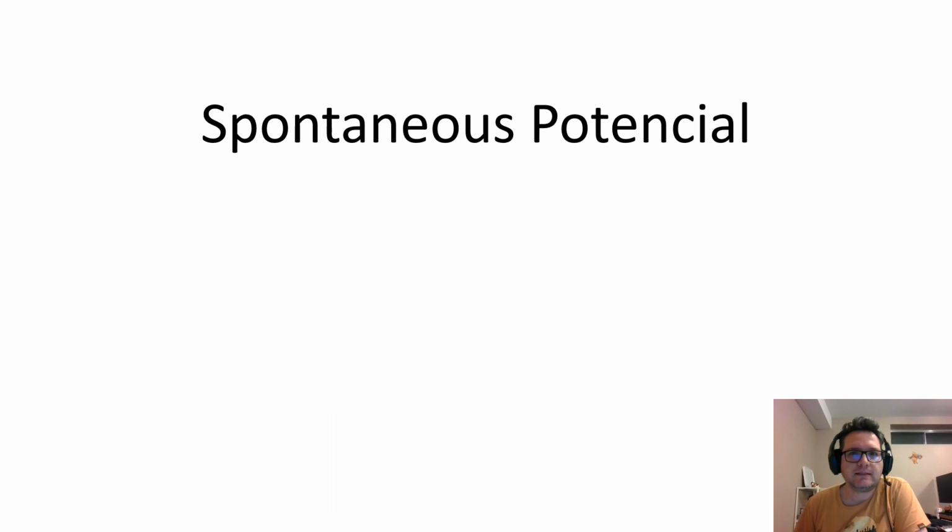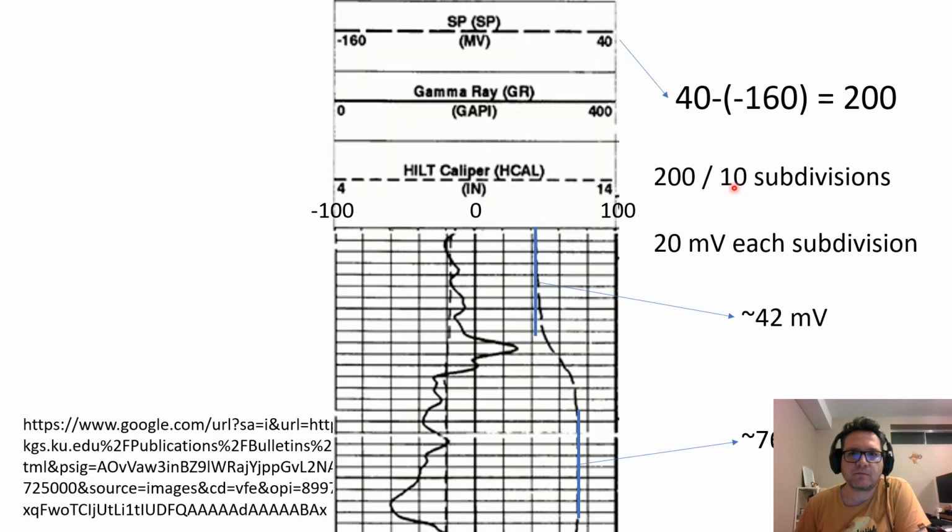Spontaneous potential. The way Amir told us how to read it is to get the scale that you have. In this case, we have from minus 160 to 40. So that gives us a difference of 200 millivolts. So 200 divided by 10 subdivisions, which are the subdivisions we have here, is 20 millivolts each subdivision.